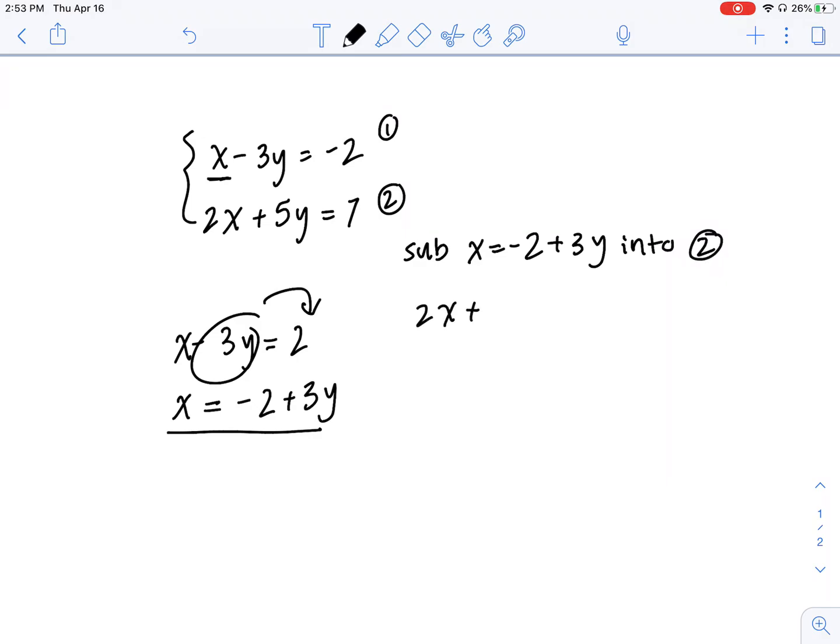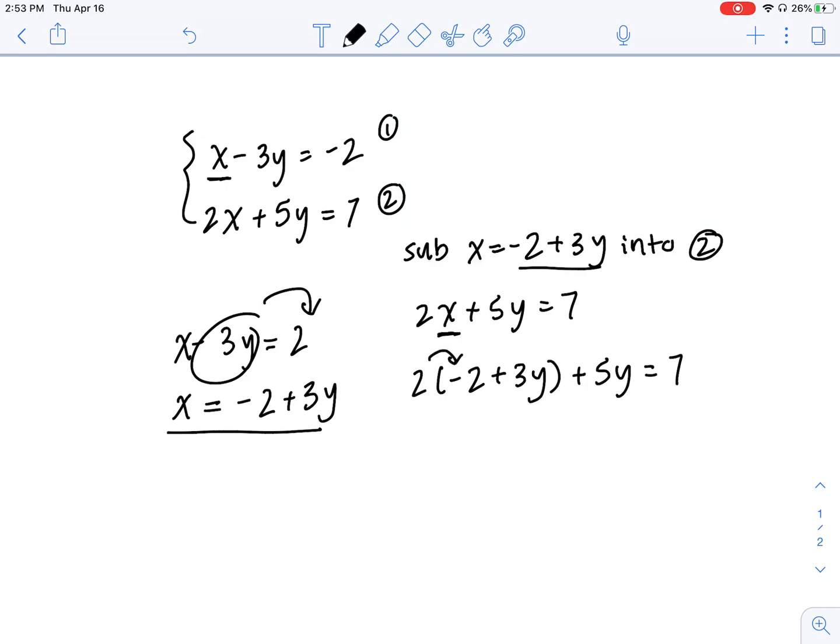Equation 2 is 2x plus 5y equals 7, and instead of x, I'm going to write minus 2 plus 3y. So 2 times (minus 2 plus 3y) plus 5y equals 7. Now that my entire equation is in terms of y, I can actually solve for y.